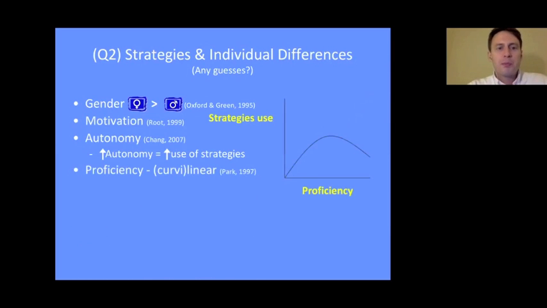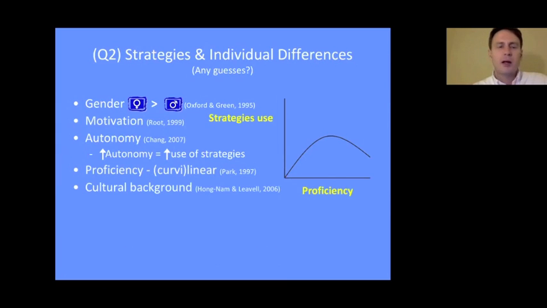With proficiency, it's a little less clear. We see that at really low levels of proficiency, learners don't use too many strategies. As they become a little bit more proficient, they use strategies a little bit more. And then when they get to a high level of proficiency, they don't use as many. But that also makes sense if you think about the fact that an advanced learner wouldn't really need very many strategies because they're already fairly advanced, right? If strategies are meant to compensate for or overcome some of the challenges, advanced learners don't have as many challenges to overcome.